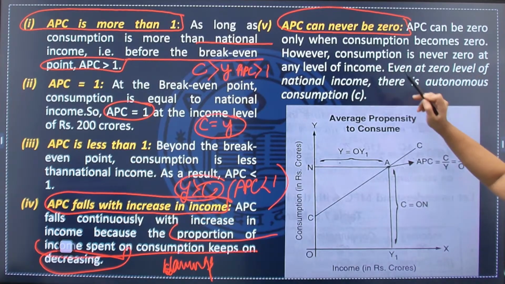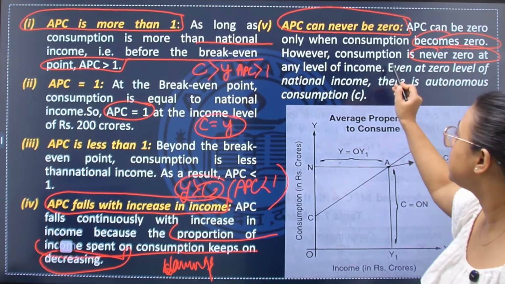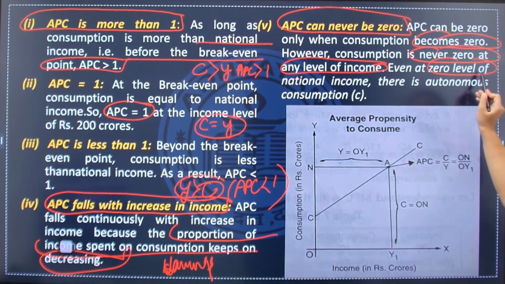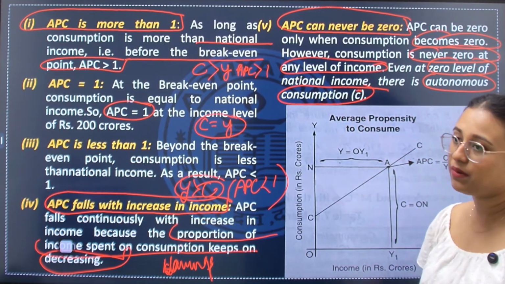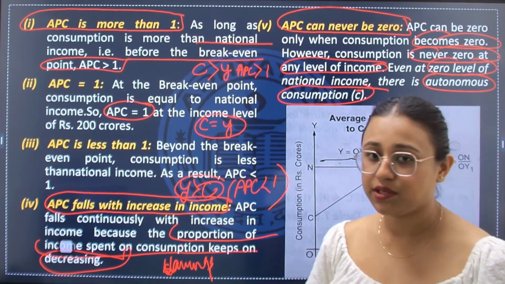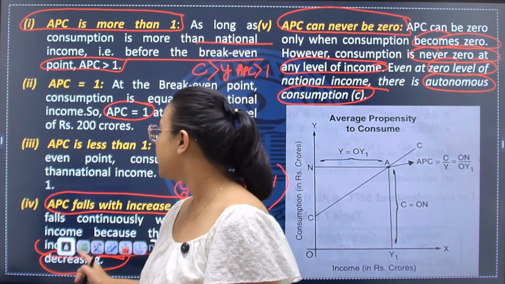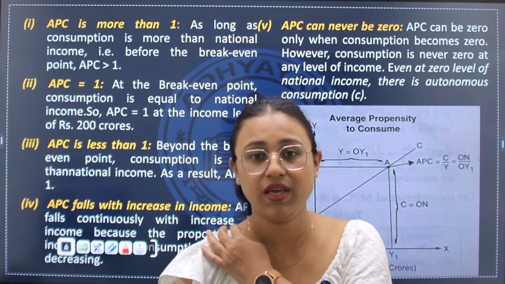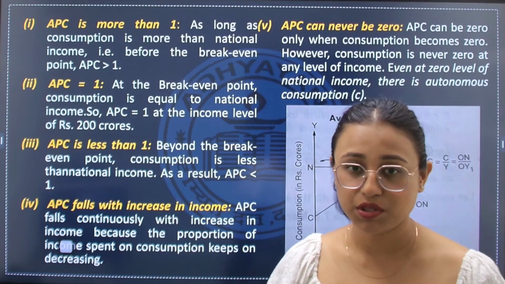APC can be zero only when consumption becomes zero. But we know consumption can never be zero even at zero level of income. Even at zero level of income there is consumption, which we call autonomous consumption, reflected by C bar. Okay? So average propensity to consume can never be zero. Why? Because APC can be zero only when consumption becomes zero, and in reality, since consumption can never be zero, therefore APC can never be zero. Even at zero level of income, there is consumption reflected by autonomous consumption or small c bar.